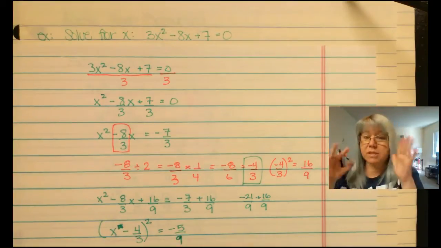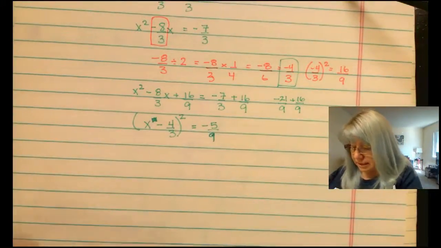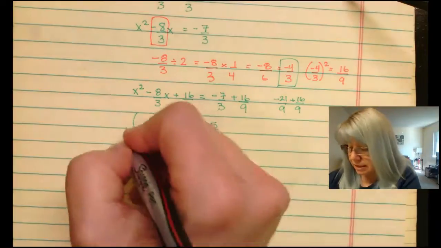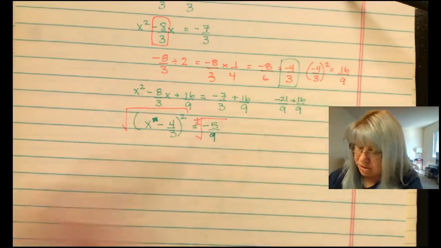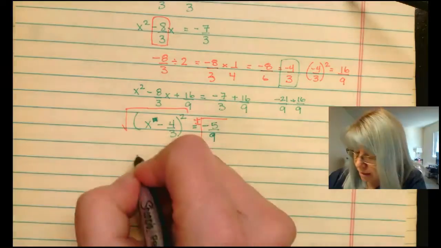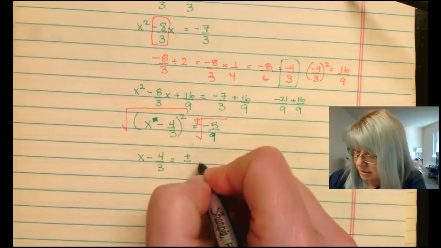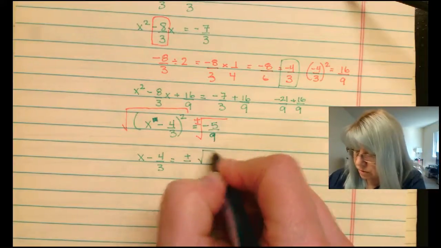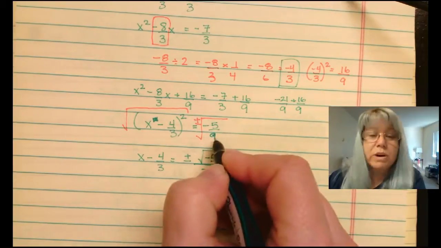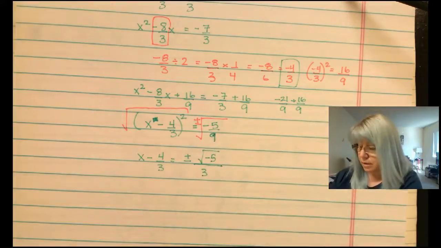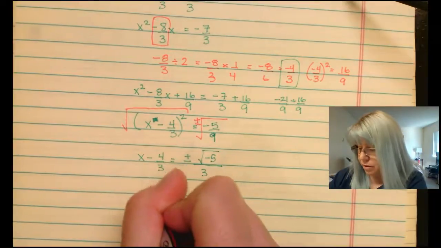Okay, almost there. Let's take the square root of both sides. Just remember, it's always plus or minus on the right. X minus 4/3 equals plus or minus the square root of negative 5 over 3. Why 3? Because the square root of 9 is 3. All right. Add 4/3 to both sides.